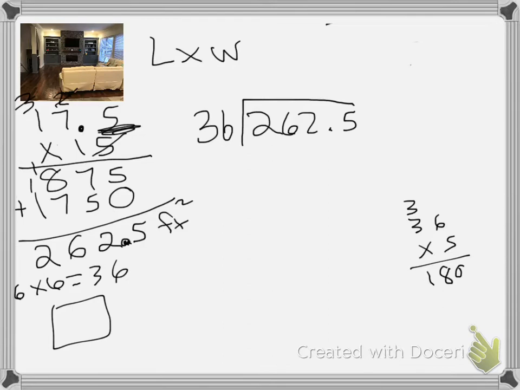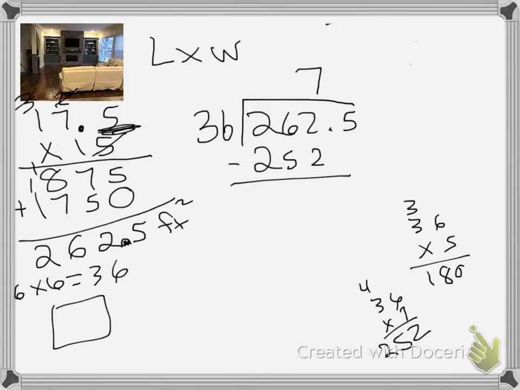All right, so I'm going to come over here. I'm going to do my 36 times 7. And I'm going to do 7 times 6 equals 42. And then 7 times 3 is 21 plus 4 is 25. Ooh, 252. That's super close and still under 262. So I'm going to put my 7 times right up here. And then I'll go ahead and put my 252 underneath. And then I can go ahead and subtract. 2 minus 2 is 0. 6 minus 5 is 1. And 2 minus 2 is 0.